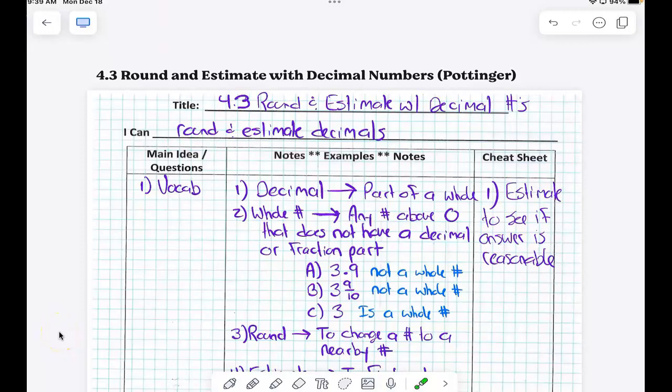Pottinger's class. 4.3, round and estimate with decimals. Can you round and estimate with decimals? Yes. We can do that?